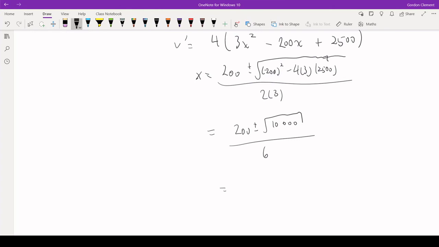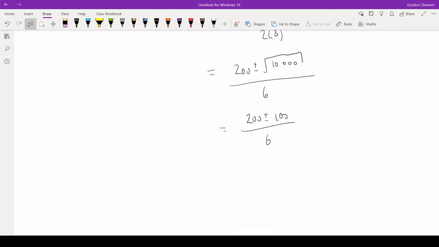And yeah, since that square root worked out to a nice even number, it would have factored if we would have tried, but we didn't. So I'm going to get two answers here. I'm going to get x equals 300 divided by 6, which is 50. And I'm going to get x equals 100 divided by 6, which is 16.67, 6 repeating value. So those are my two potential answers there.